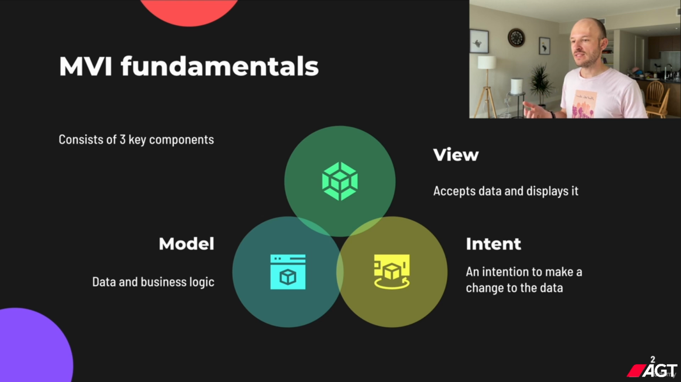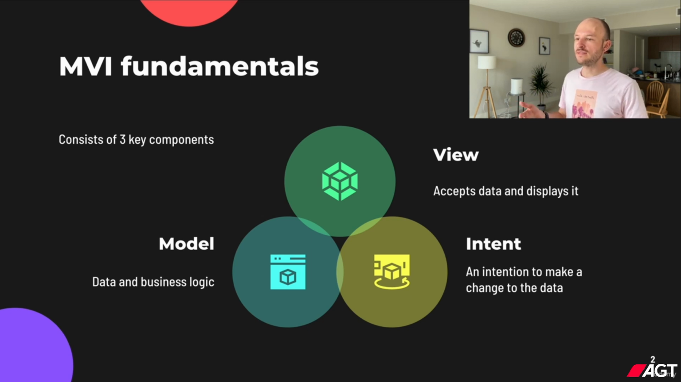Model represents data and the business logic of the application. It also maintains a state that can be changed through user action. In our architecture, view model plays this role. View, probably the most simple one, accepts data and displays it. In our architecture, it's a composable function that displays view state from view model.